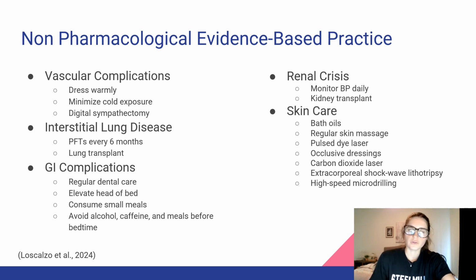For renal crisis or kidney problems, blood pressure should be monitored daily to ensure that it's within normal limits, and the patient may also be a candidate for a kidney transplant. For skincare, these patients can use bath oils. Sometimes they would benefit from massages. If the patient has telangiectasia, you can use a pulsed dye laser treatment. Sometimes these patients can use carbon dioxide laser treatments and extracorporeal shockwave lithotripsy, as well as high-speed microdrilling. And if your patient has, again, the ischemic ulcerations, then often an occlusive dressing is recommended. And for MSK or musculoskeletal complications, PTOT.